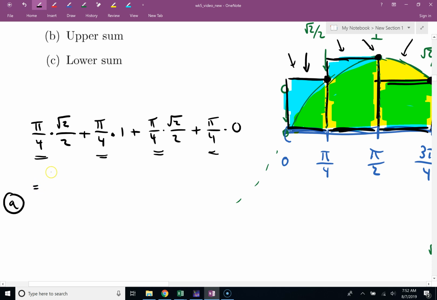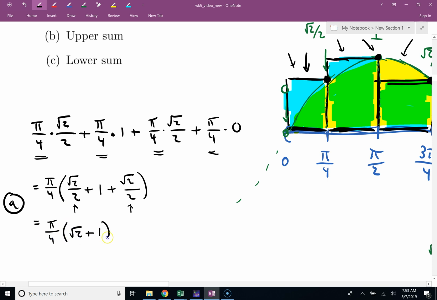If I'd like to simplify this, maybe the nicest way is factoring out this pi over 4, and then root 2 over 2 would be left here, 1 would be left here, root 2 over 2 would be left here, and 0. I don't even need to write that one down. And so I can combine the like terms, the root 2 over 2. So this is going to be pi over 4 times root 2 plus 1. That's going to be my final answer here.